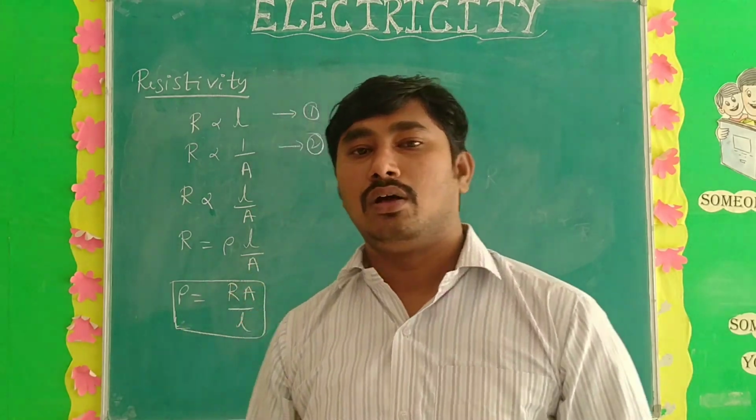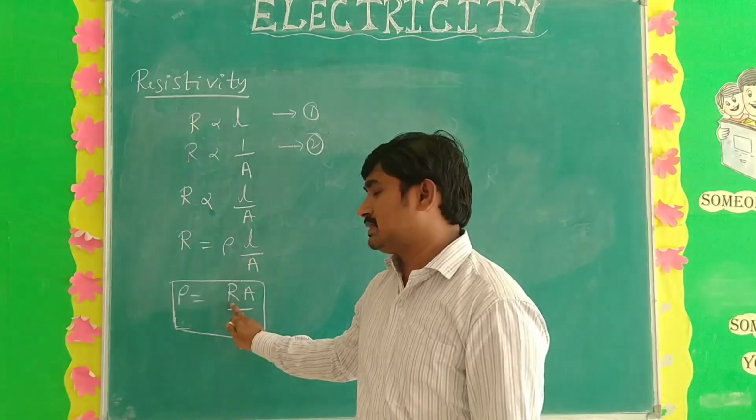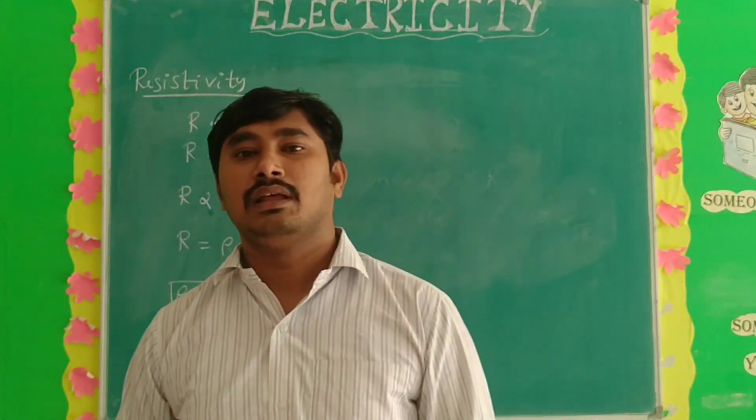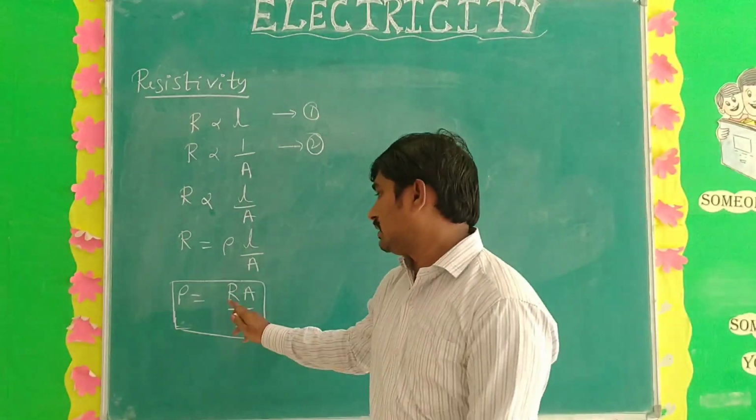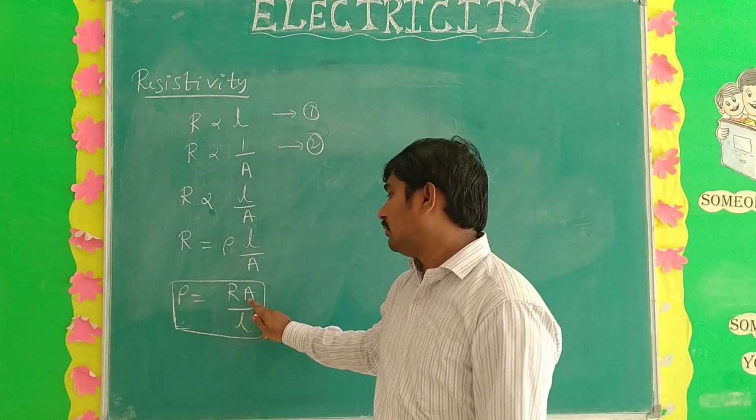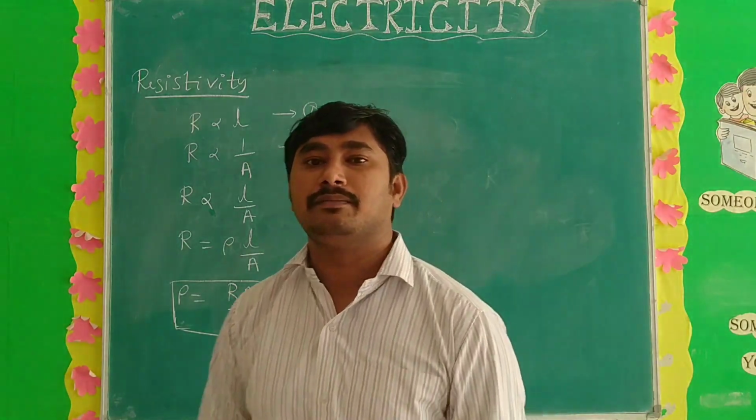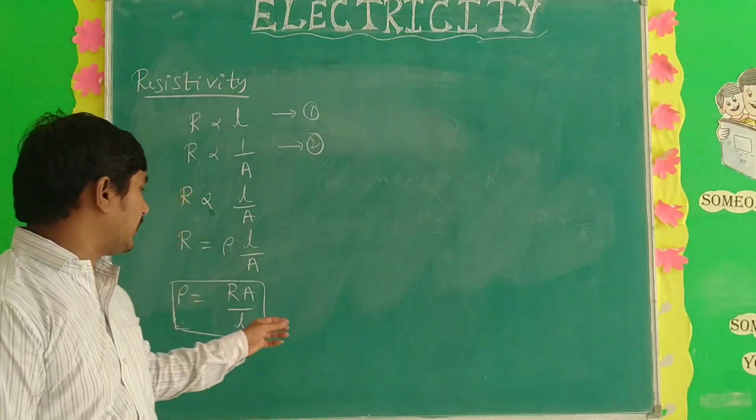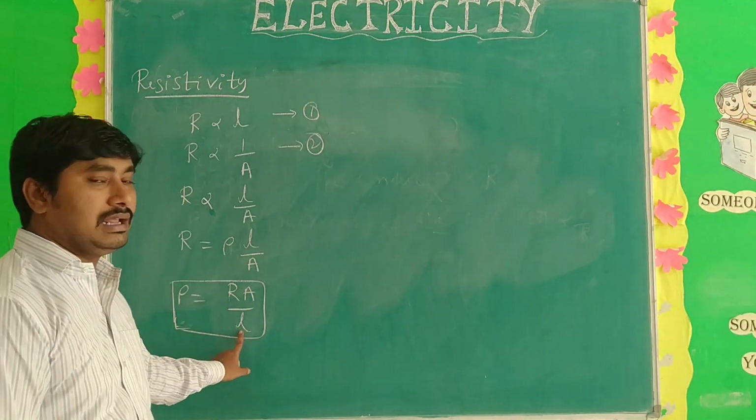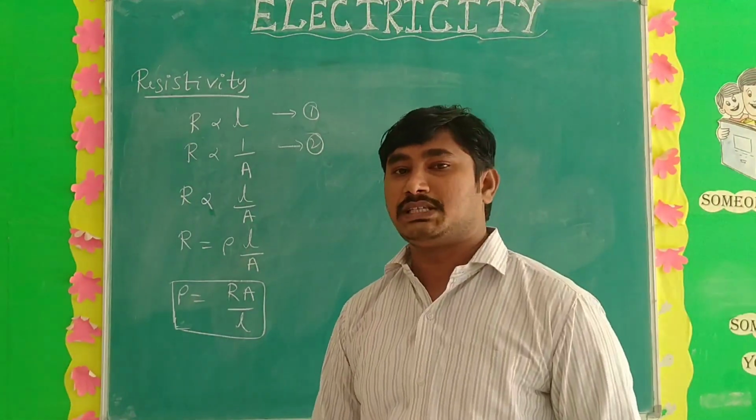What is the resistivity formula? Rho is equal to RA by L, where R is resistance, A is area, and L is length. How do we define resistivity? Resistivity is the resistance of the material with unit length, meaning 1 meter length, and unit area, meaning 1 meter square area. The resistance of a conductor with unit area and unit length is nothing but resistivity.